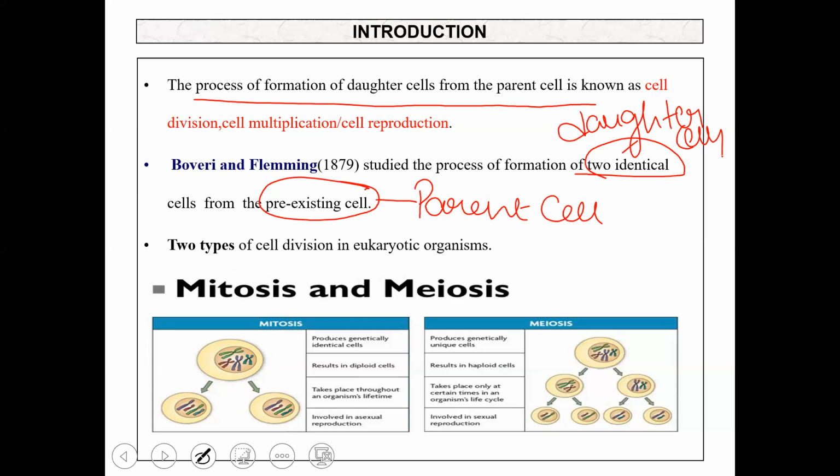There are two types of cell division in eukaryotic organisms, which we'll be learning, that is mitosis and meiosis. We'll understand more about mitosis and meiosis in the next few sessions, where in detail you'll be learning what exactly is mitosis and what exactly is meiosis. But you can see in this diagram that this is the parental cell.